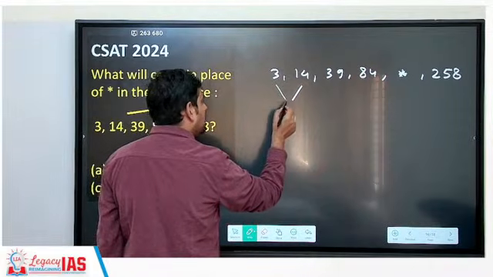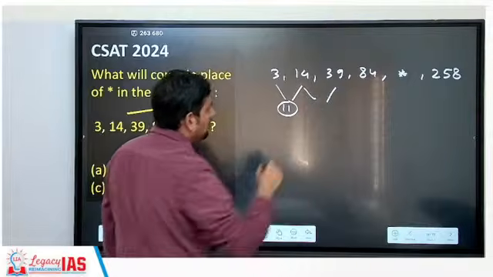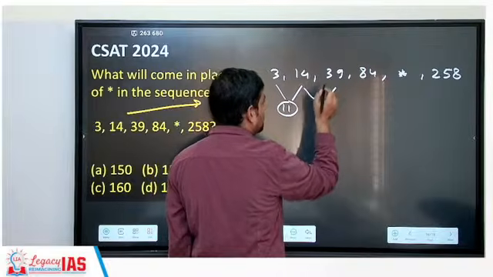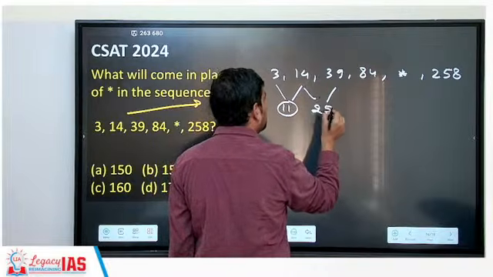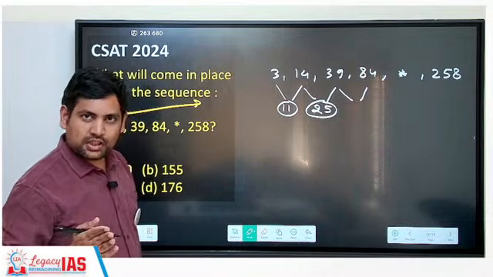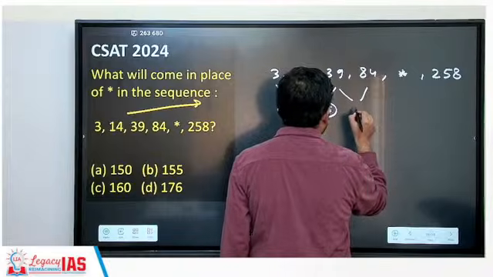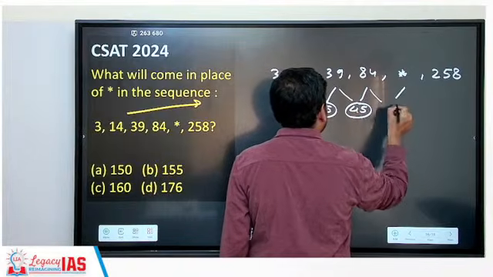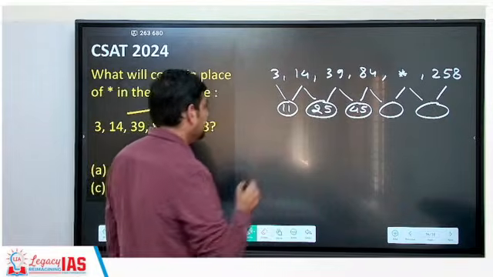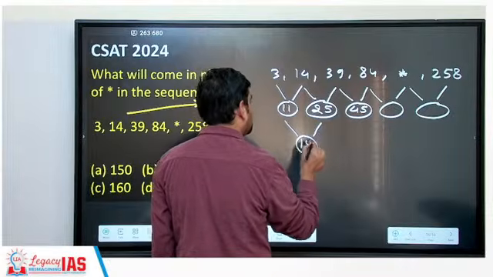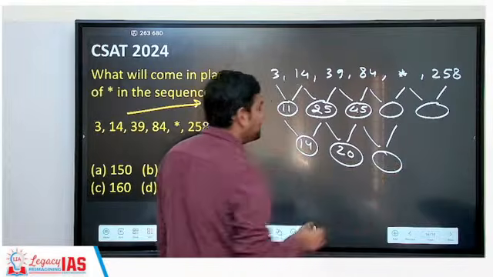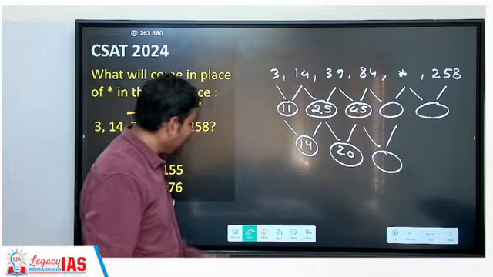So 3 and 14, what is the difference? 11. 14 and 39, what is the difference? Difference of 14 and 39 is 25. Then 39 and 84, what is the difference? So let's say 40, so 44 plus 1, so this becomes 45. Next is what? I don't know. Next again I don't know. Then what is the difference here? Difference is of 14. Here the difference is of 20. Next difference would be what?